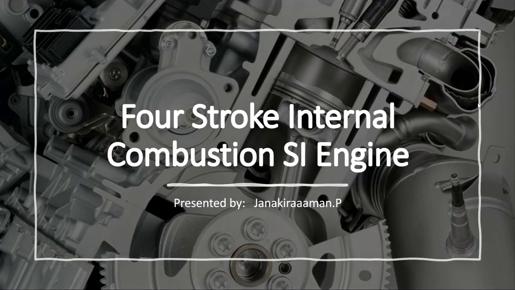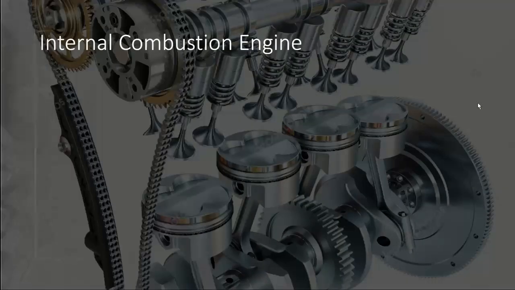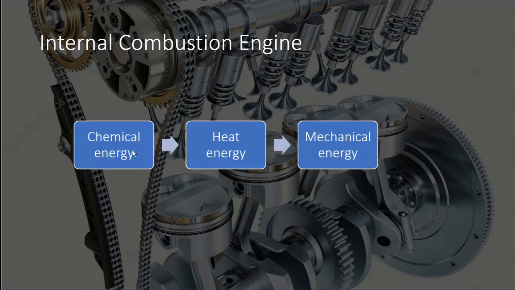Today we are going to discuss the 4-stroke internal combustion SI engine, which is the petrol engine. First of all, what is an internal combustion engine? An internal combustion engine is a heat engine where the fuel is burnt inside the combustion chamber. Here, the chemical energy of the fuel is converted into heat energy, and heat energy is further converted into mechanical energy by some mechanical mechanism in the engine.